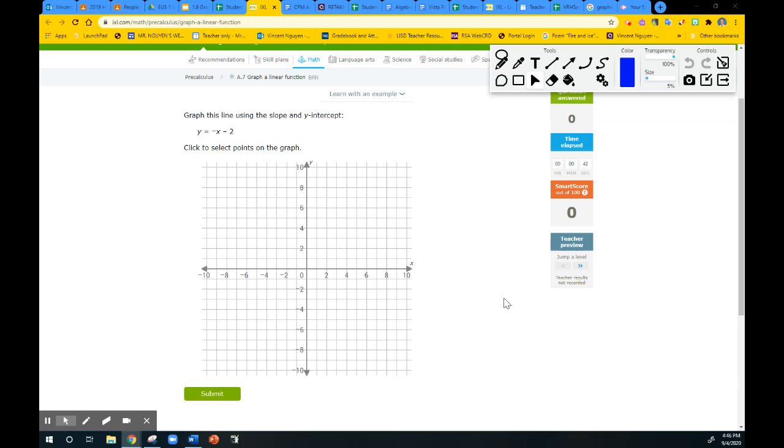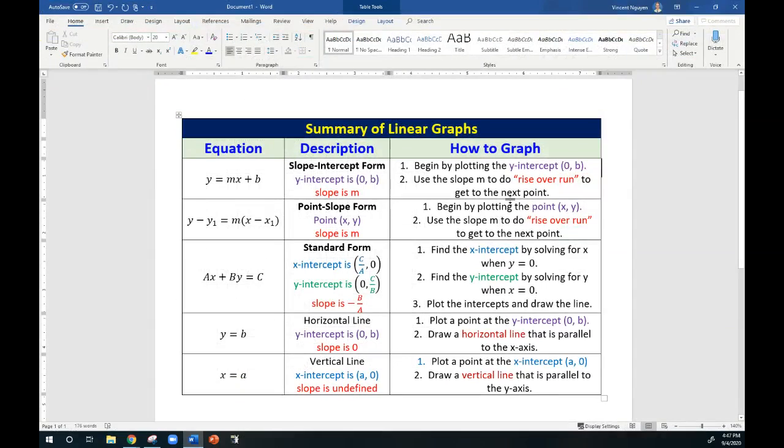This time we're going to show you how to graph linear equations in 3 different forms. So before we begin, let's review those forms real quick. The first one we'll talk about is the slope-intercept form, which is y equals mx plus b.